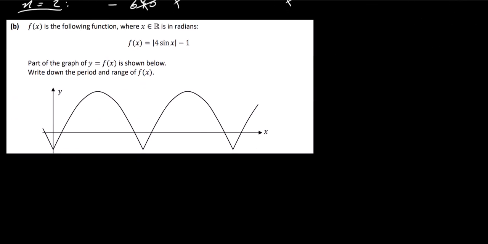f of x is the following function where x is real and in radians. f of x is equal to the modulus of 4 sine x minus 1. Part of the graph of f of x is shown below. Write down the period and the range.